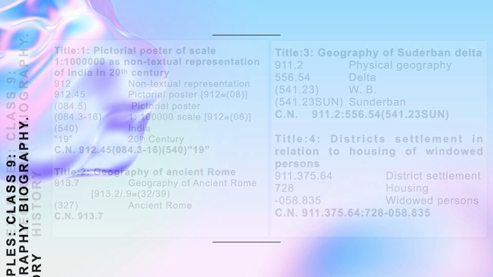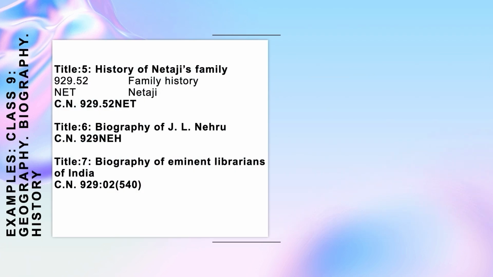Then title 5, History of Netaji's family. So you see 9 to 9.52 is family history. Then we can put alphabetical device, that is NET for Netaji. So the class number will be 9 to 9.52 NET. So in this way, you can also construct history of Tagore's family by putting TAG.